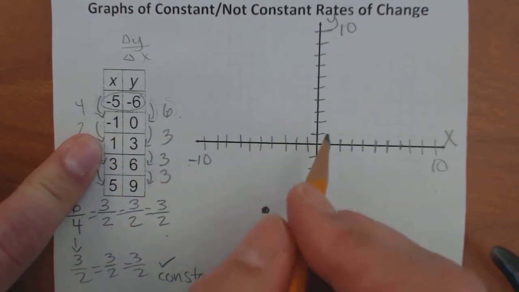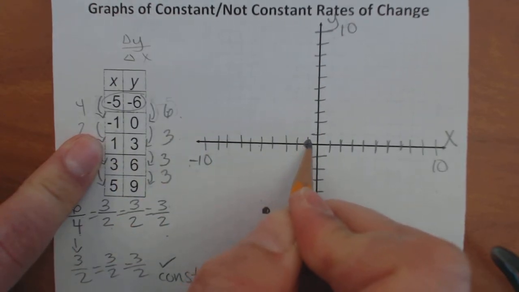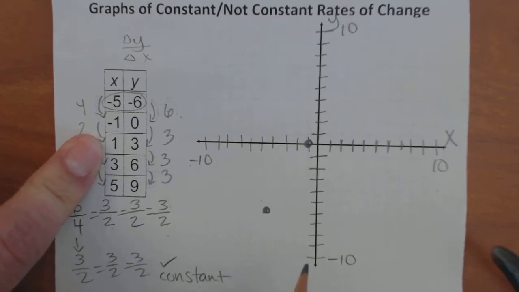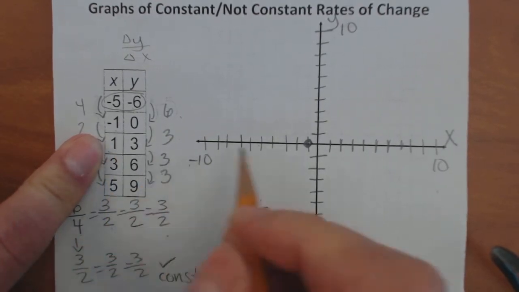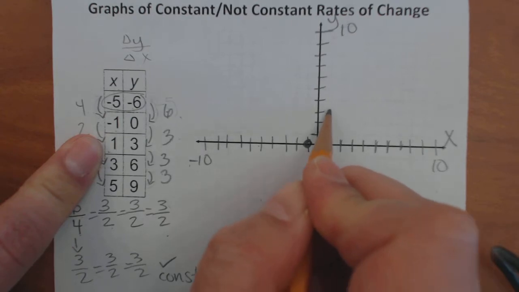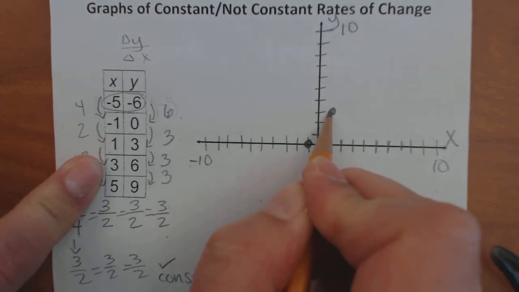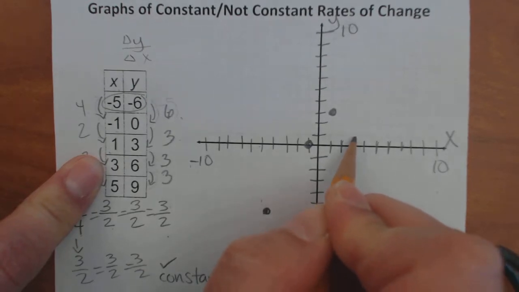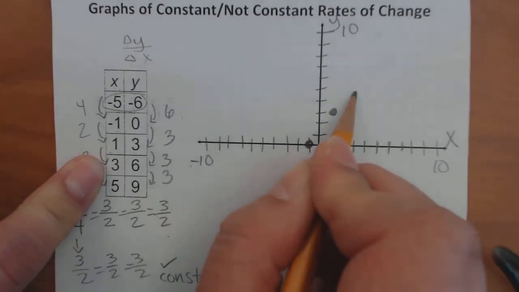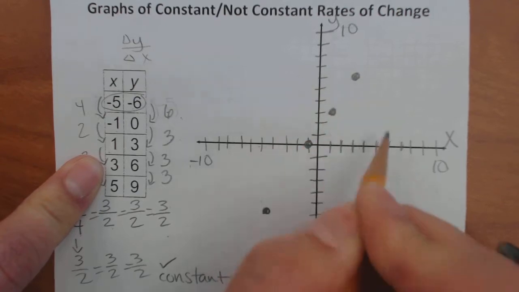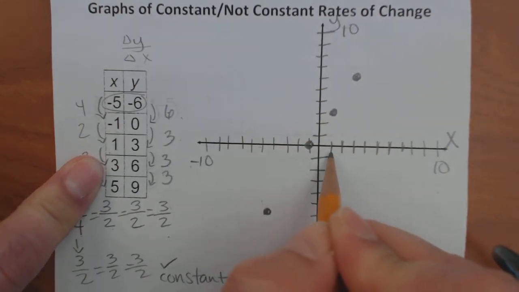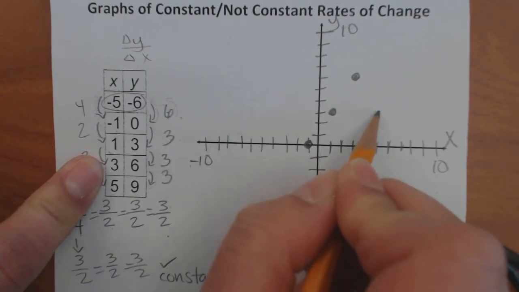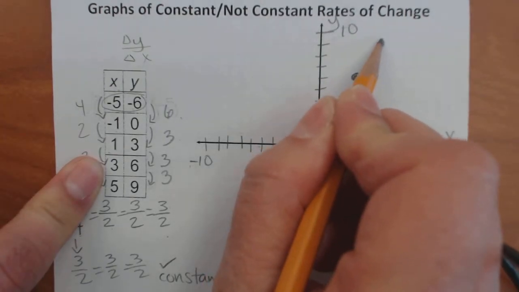Let's plot -1, 0. -1, 0 is going to be right here. You just go to -1 and the y value is 0, so you don't go up or down anywhere. This is +1, 3, so we go over to +1 and up to 3. And then we're going to go 3, 6. So 1, 2, 3, and then up to 6: 1, 2, 3, 4, 5, 6. And then we're going to go 5, 9. So over 1, 2, 3, 4, 5, and then all the way up to 9.